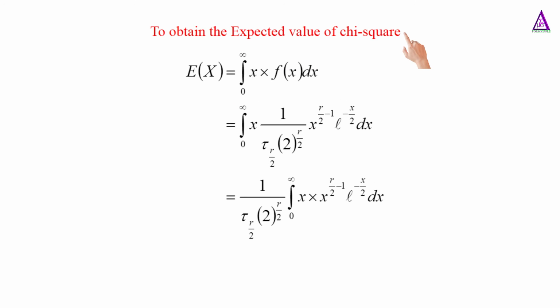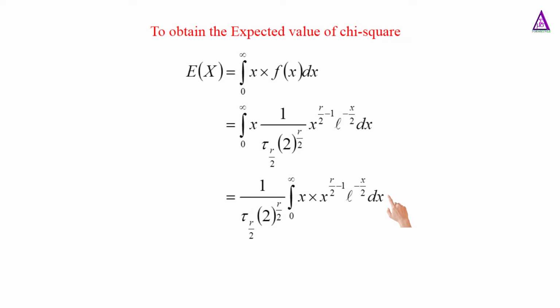To obtain the expected value of chi-square, the expected value of x equals the integral from 0 to infinity of x times f of x dx, which is equal to the integral from 0 to infinity of x, times the value of our f of x, which is 1 divided by gamma of r divided by 2, into the bracket 2 raised to power r divided by 2, multiplied by x raised to power r divided by 2 minus 1, exponential raised to power negative x divided by 2, dx.